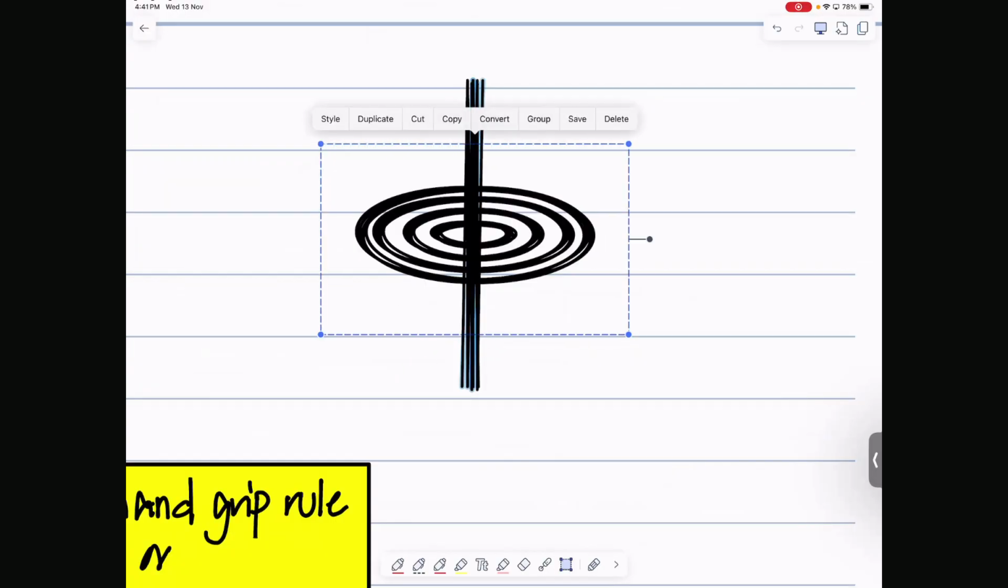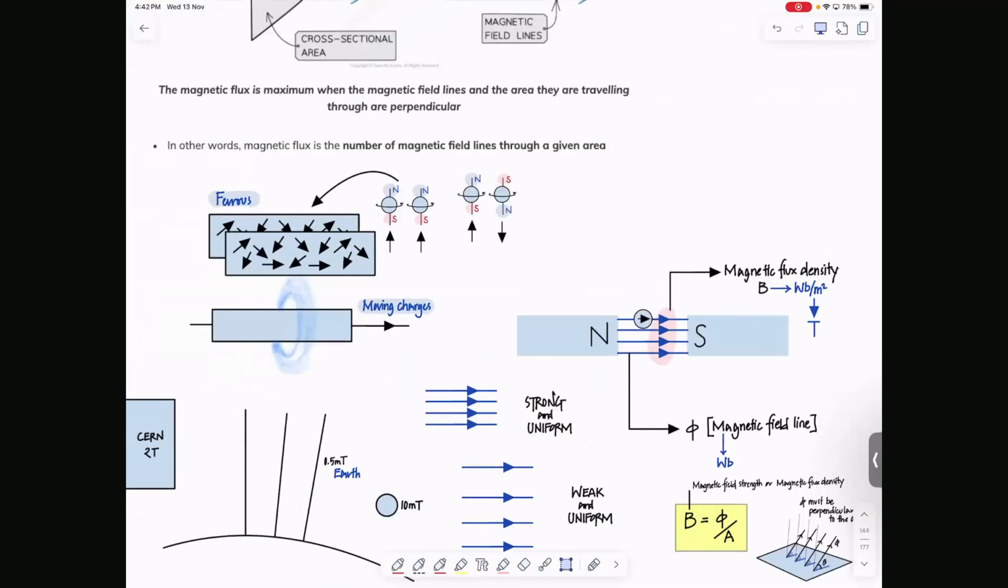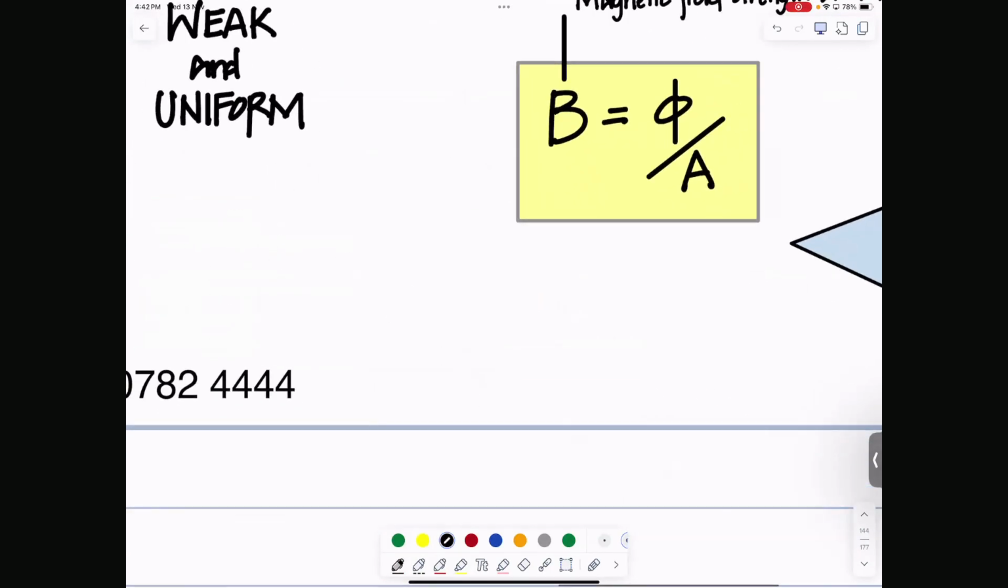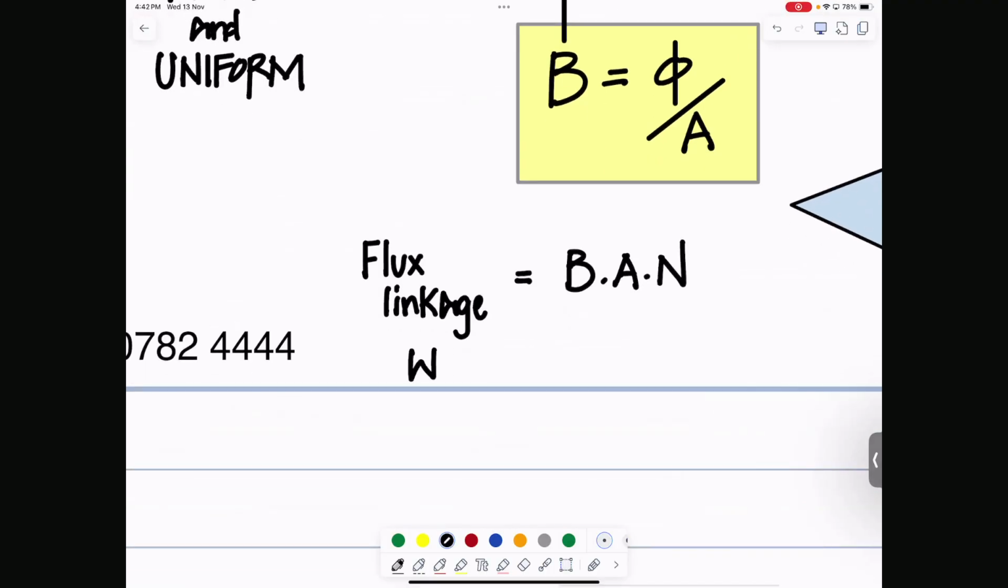So I'm going to add the formula here. But what's flux linkage? Because I'll be using this word very often. Flux linkage is BAN. That's it. Okay, and the unit for flux linkage is Weber-turns. And this N that you see here is the number of turns.